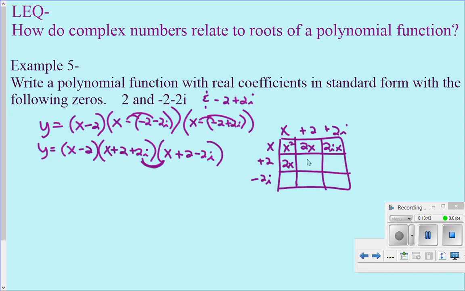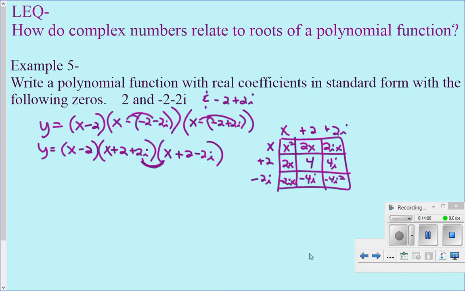We have 2 times 2, which is 4. We have 2 times 2i, which is 4i. Negative 2i times x is negative 2ix. Negative 2i times 2 is negative 4i. And last, negative 2i times positive 2i is negative 4i squared.